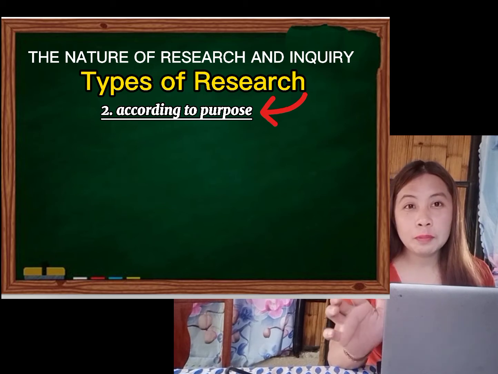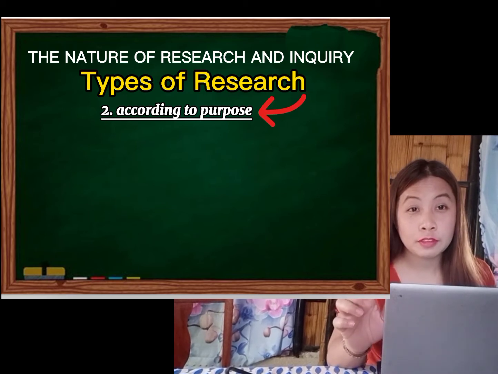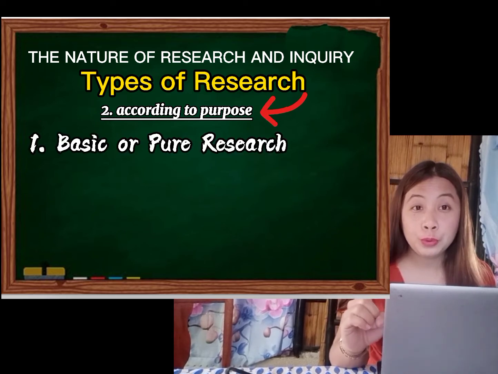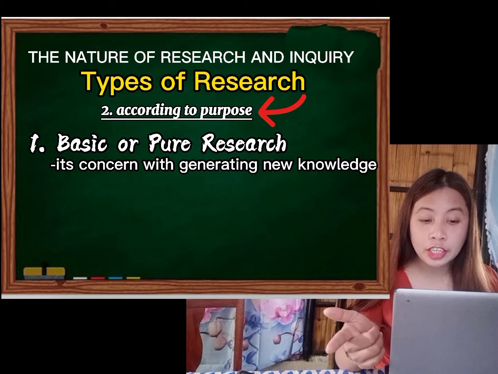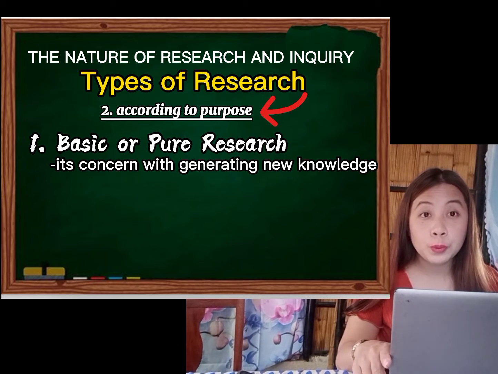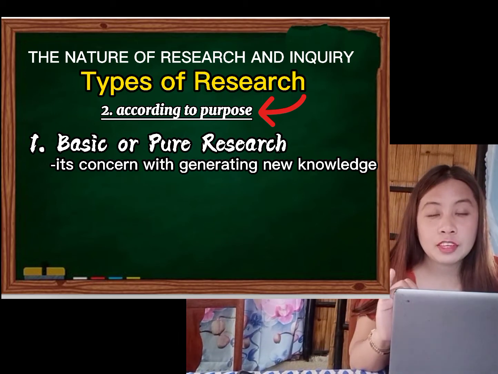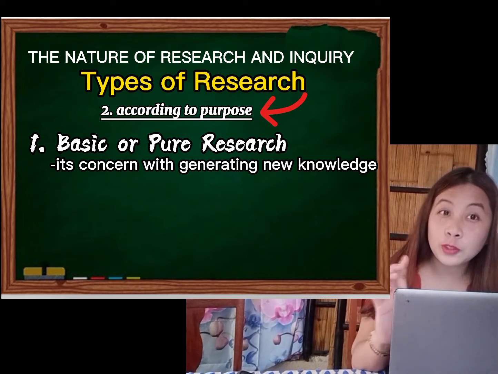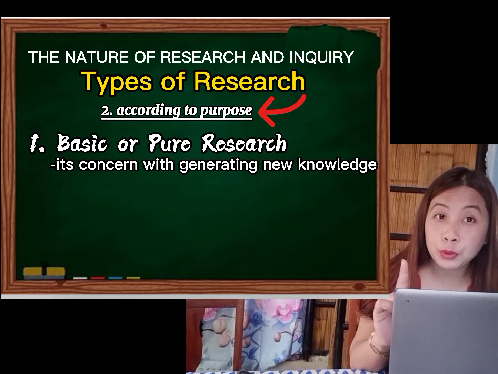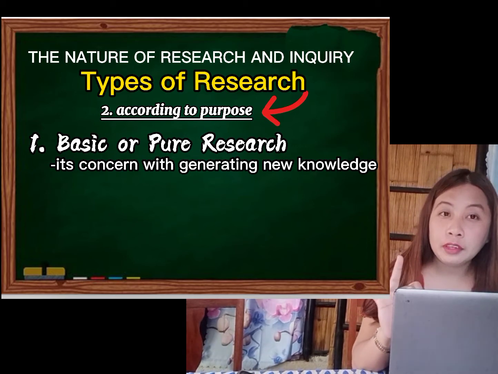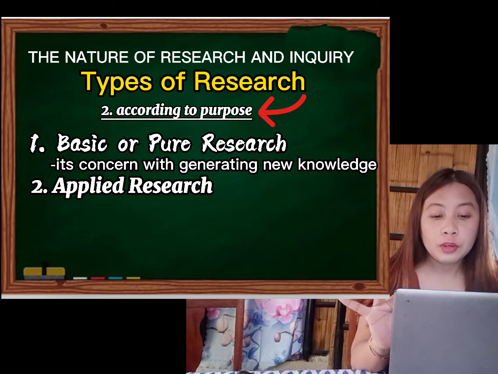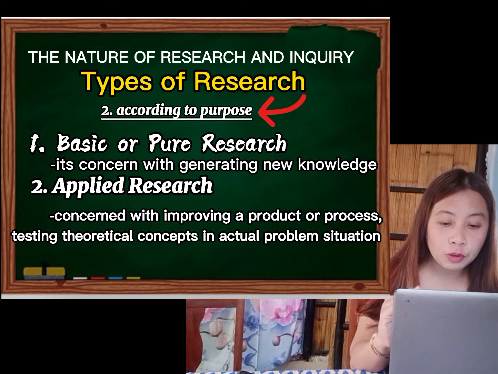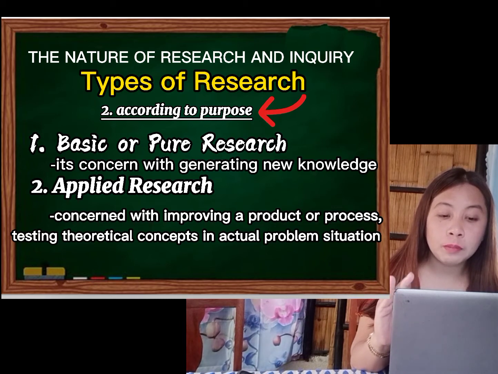What are the types of research according to its purpose? Sa purpose tayo ha. Okay, number 1, we have the basic or pure research. It's concerned with generating new knowledge. So, pag sinabi natin basic or pure research, it generates new knowledge. Kumbaga, bagong kaalaman. Automatic saan yan? Basic or pure research yan. Okay, number 2, applied research. Concerned with improving a product or process, testing theoretical concepts in actual problem situation.